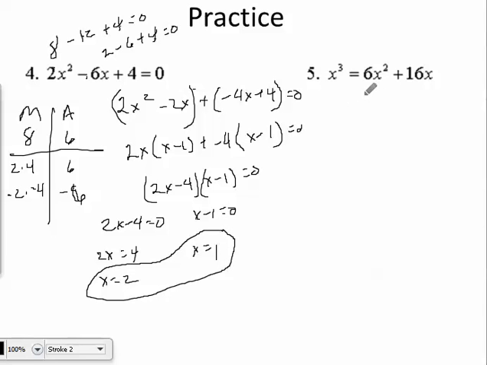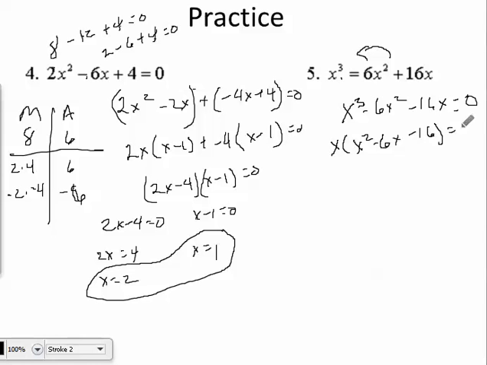Okay? Looking at this one, a side's got to be 0. I'm going to choose to move everything that way because I've got an x cubed over here, and that's going to help me. So x cubed minus 6x squared minus 16x equals 0. First thing I'm going to do is I'm going to see that they all have an x in them. So I'm going to pull out that x to begin with, and I'm going to get x squared minus 6x minus 16 equals 0.